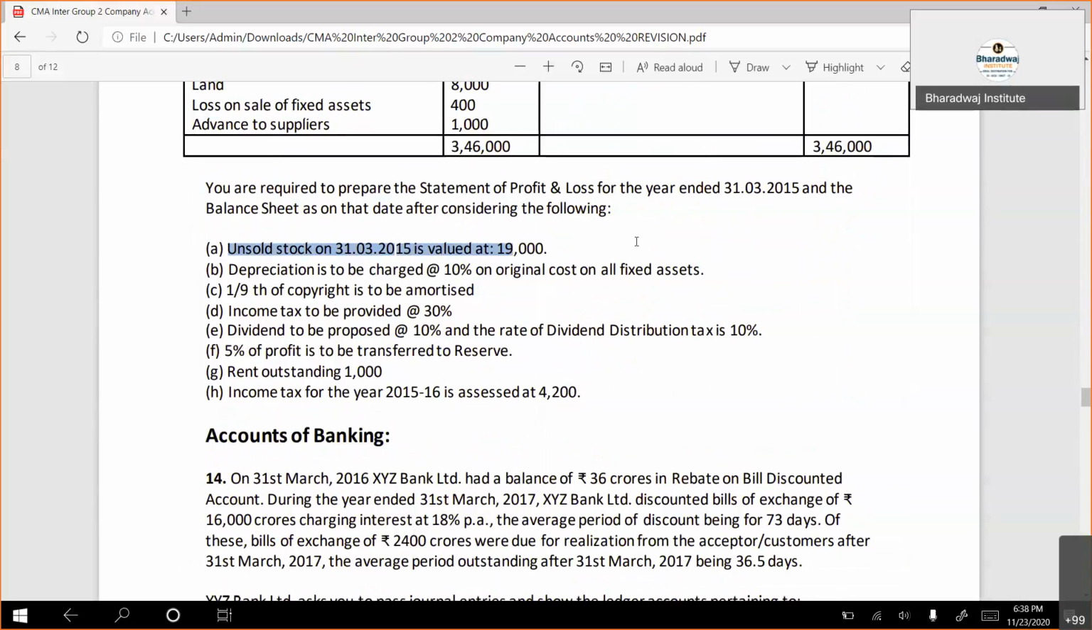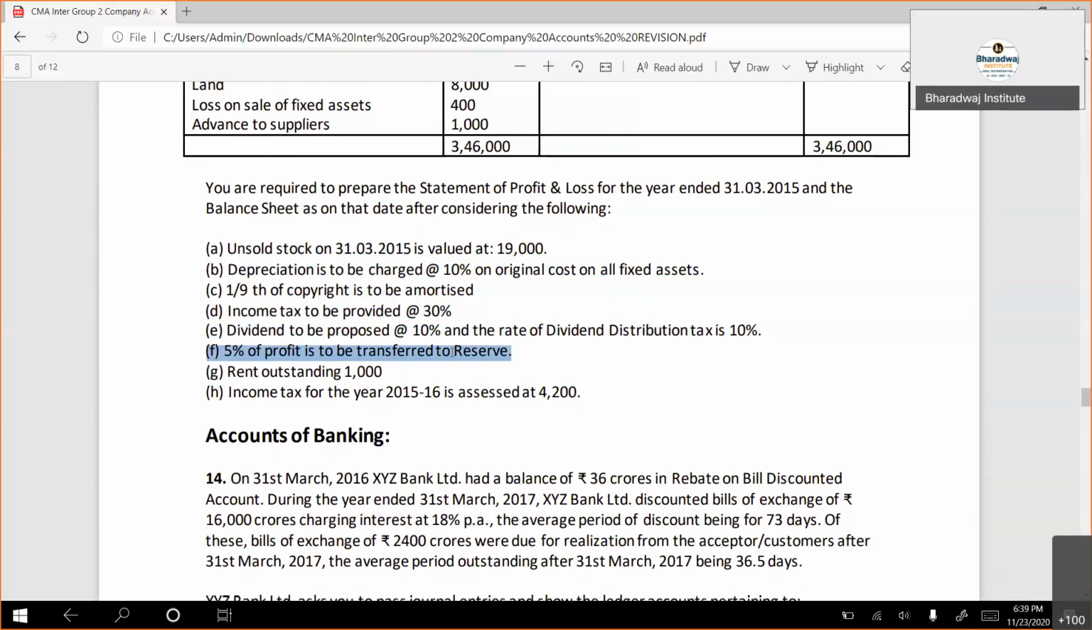We are given the closing stock value. Depreciation is 10% on cost of the fixed assets. This will come in the P&L account. One-tenth we will amortize in the P&L account. Income tax to be provided at 30%. This will be provision for tax. Dividend to be proposed at 10%. Dividend distribution tax, they have given 10%.